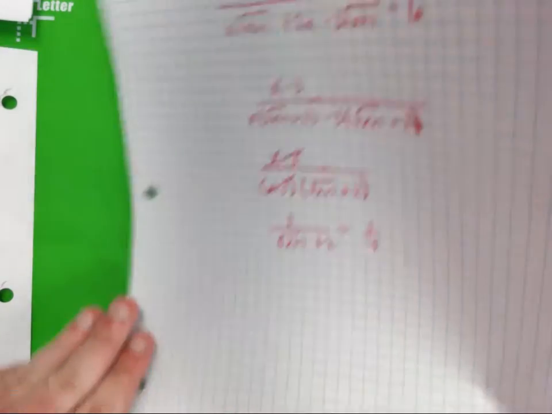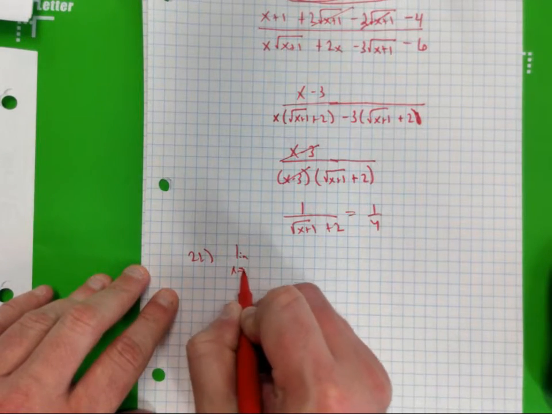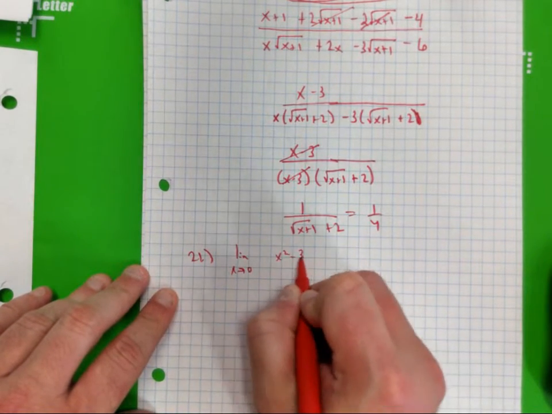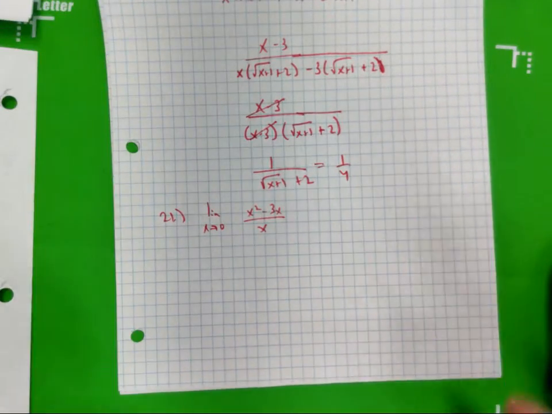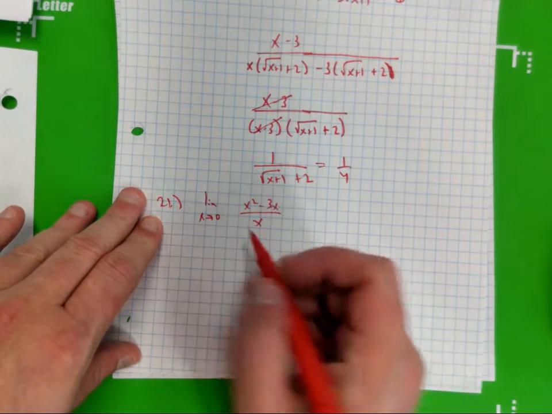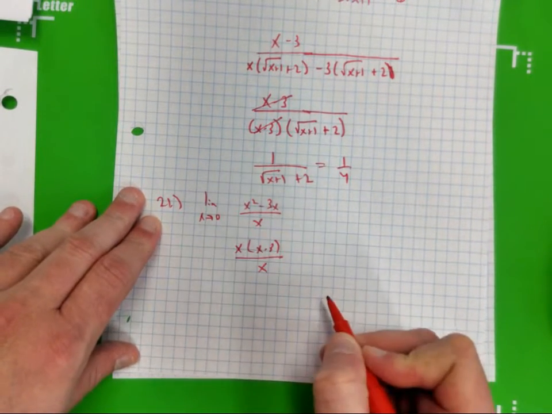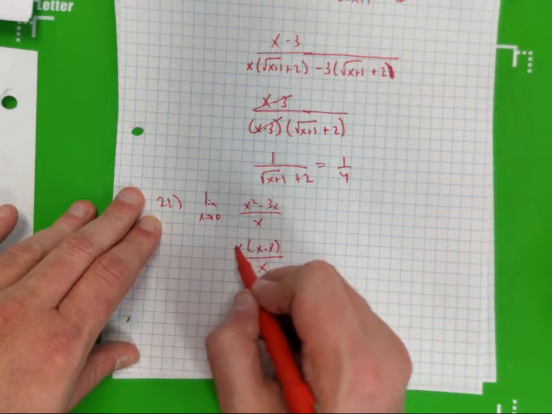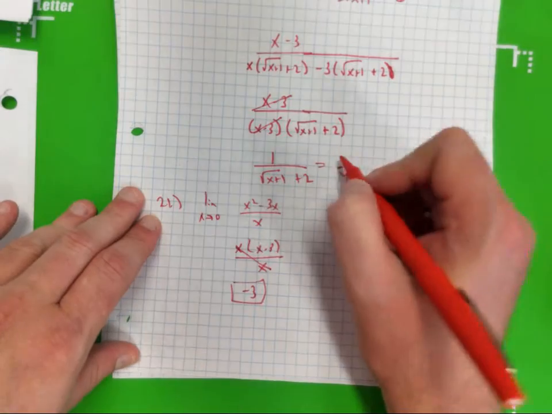And the last one, number 21. The limit as x goes to 0 of x squared minus 3x over x. If I plug 0 in, I get 0. So I have to do a strategy. What strategy do you think I need to do? Factor. Factor x out. X cancels out, and I plug 0 in. What's 0 minus 3? Negative 3 is your answer.